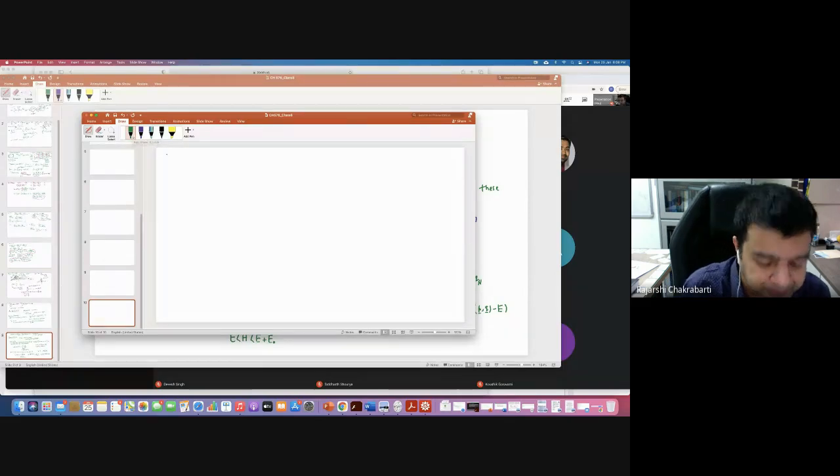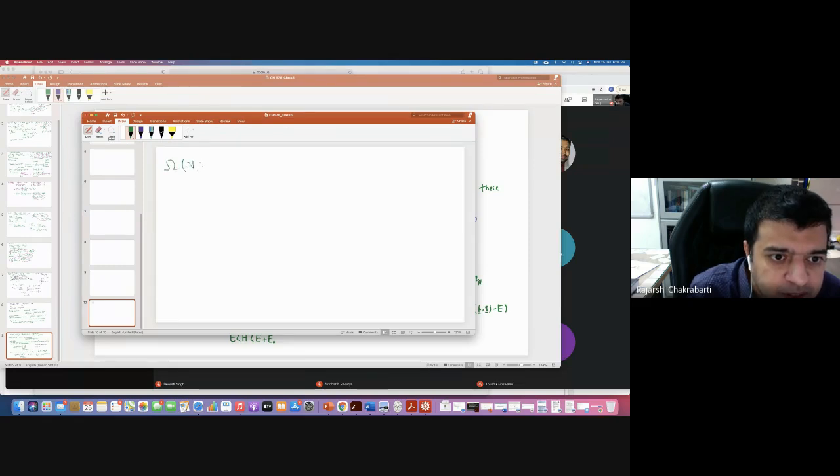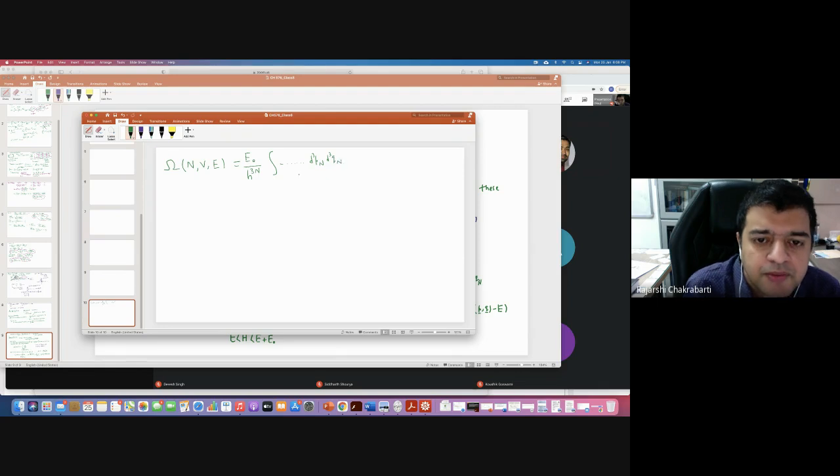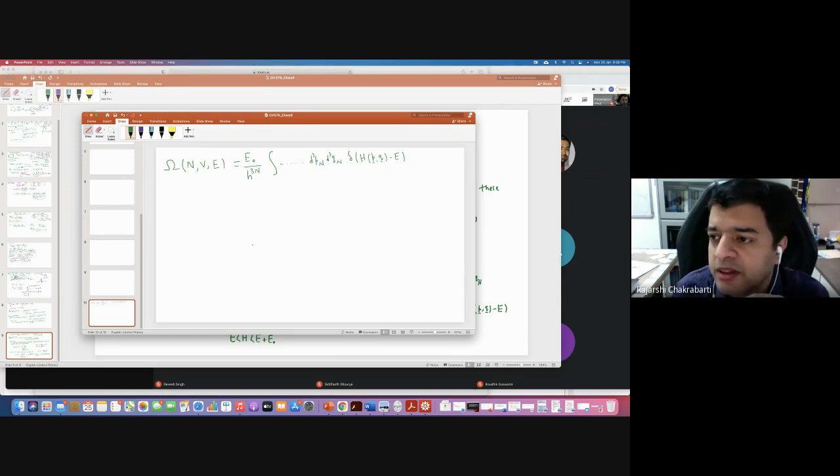Why is it not enough? What is my definition? My definition is your omega, which is a function of N, V, E. We are calling it something like E naught by h to the power of 3n, and then you integrate over all possible positions and momenta. And of course, this is the hypersurface. So this is a definition, but this is not the correct definition.